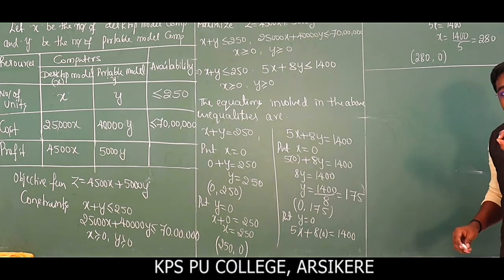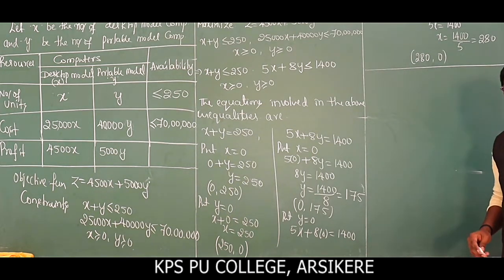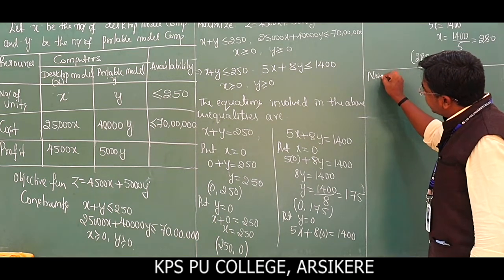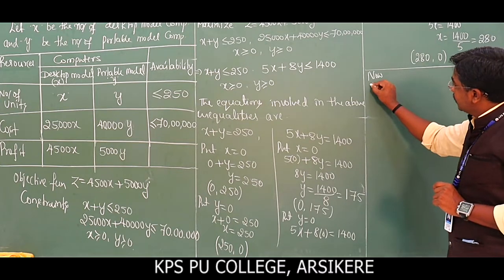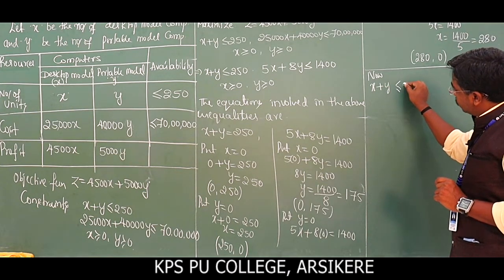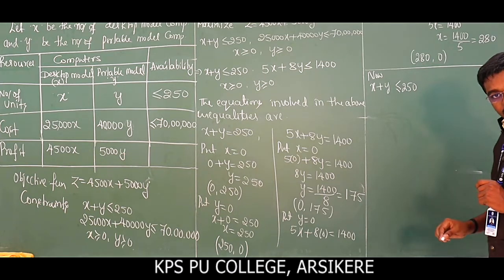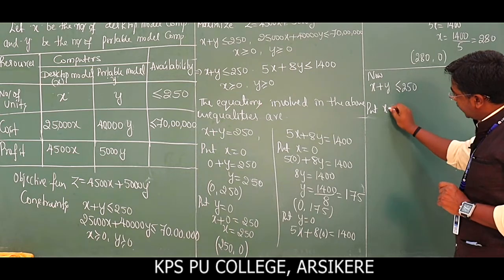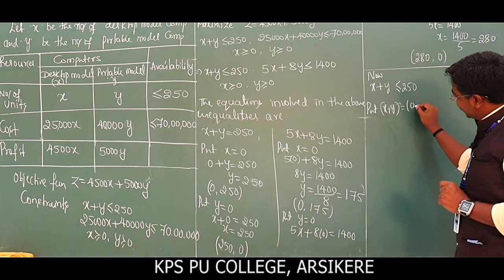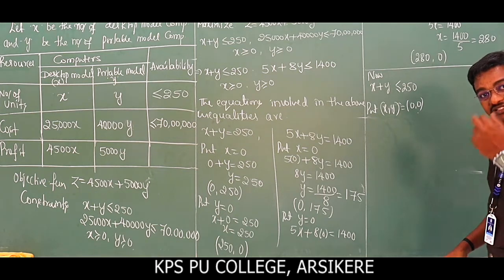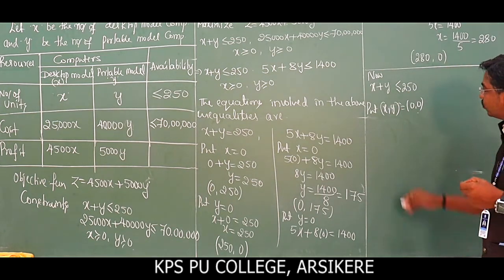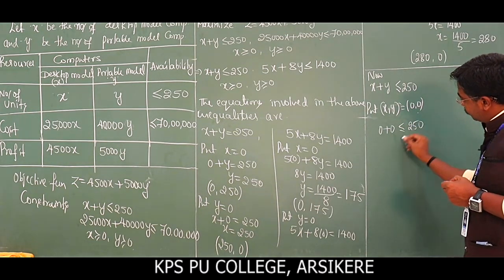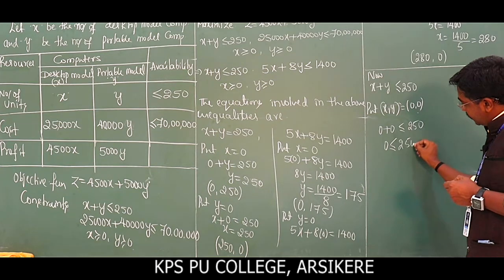Next, we have to check whether the solution region is towards the origin or away from the origin. That step is very important, right? Now consider the inequalities. What are the inequalities here? x plus y less than or equal to 250. Put x comma y is equal to 0 comma 0. When I substitute x is equal to 0 and y is equal to 0, this inequality reduces to 0 plus 0 less than or equal to 250.